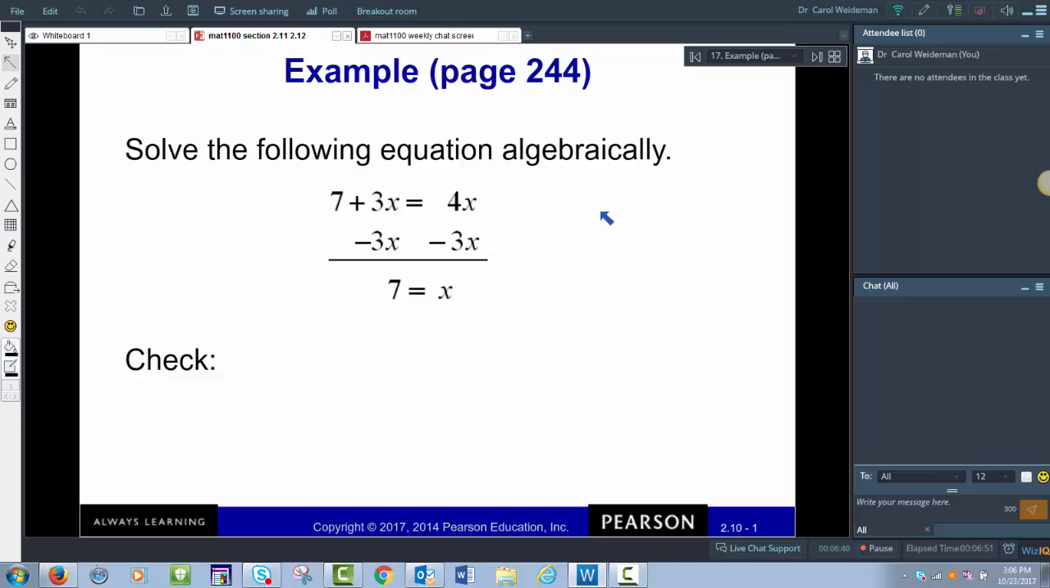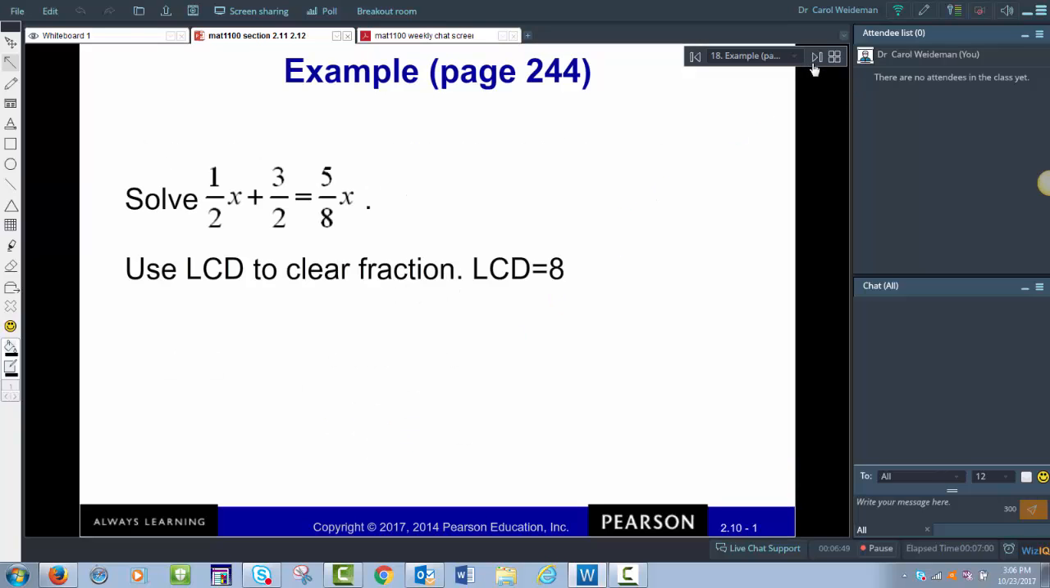And I want to check, so I'm going to put 7 back into the original equation. So on the left side, I'm going to get 7 plus 21 is 28. 28 equals 28, and it checks. Okay, the next equation, I want to solve this equation here.